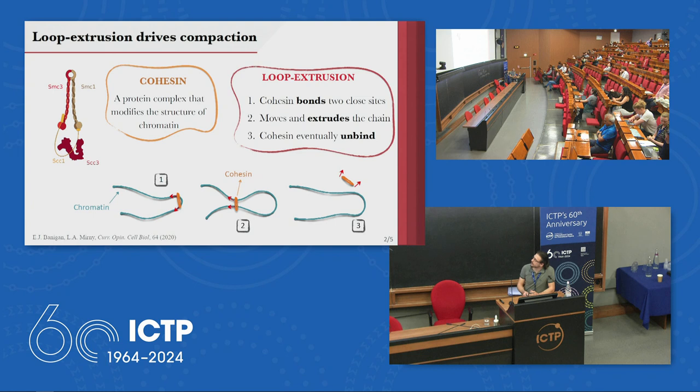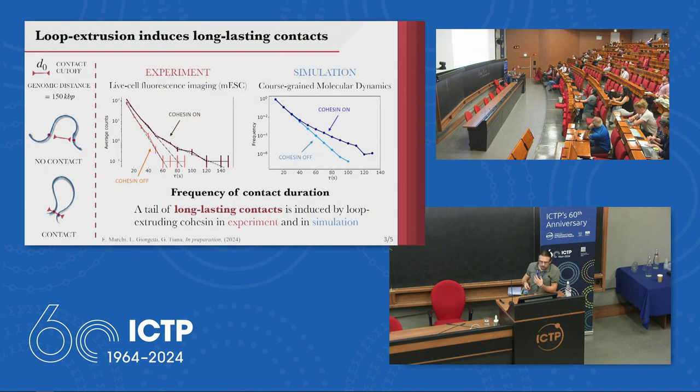Of course, this process is impacting the dynamics of contacts, and we expect to be able to distinguish between thermal contacts and loop extrusion-driven contacts. So what we do, we fix a certain contact cutoff, a distance that defines the contact. We also define a genomic distance, and then we look at the frequency of contact duration in experiments and in simulations. In experiments, when cohesin is suppressed, you basically have just one single exponential decay, while when cohesin is present, we have a more complex behavior that is well described by a double exponential shape.